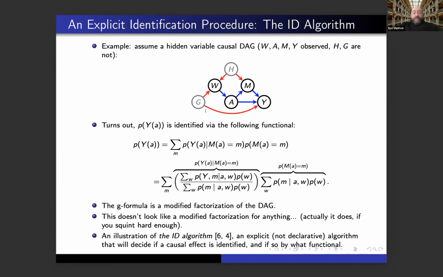This is known as the ID algorithm. I'm not going to go through it because I don't have time. It's like a whole talk. But here's a crazy DAG example where we want to know the effect of A on Y, and it happens to be identified. And it happens to be identified by this weird formula that doesn't look like a typical thing you would get.